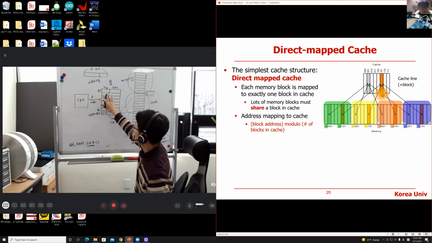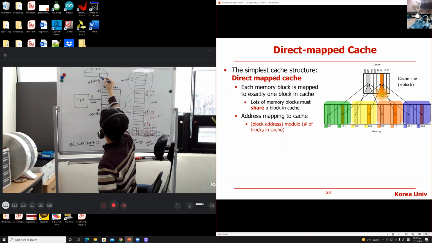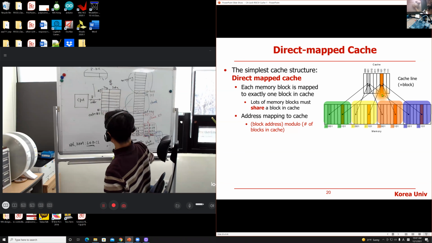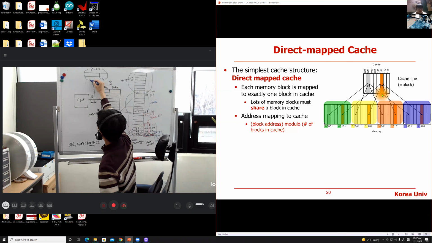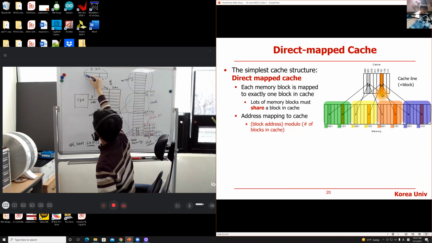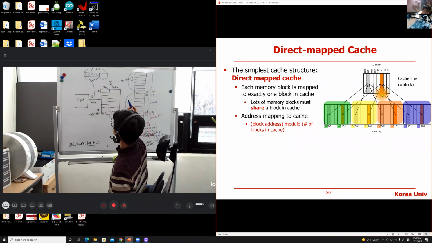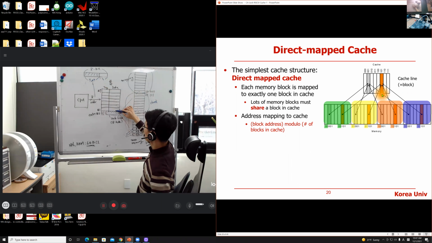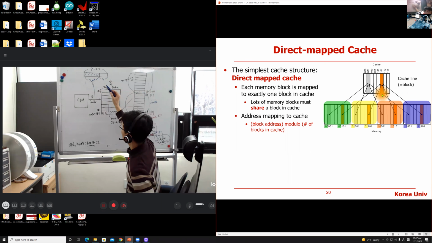Block address, then block address, right? 8-bit, so 3-bit. So this 8-bit and 5-bit. This one is block address, right? And then you do a modular operation. How many blocks do you have in the cache? 1, 2, 3, 4, 8, right?